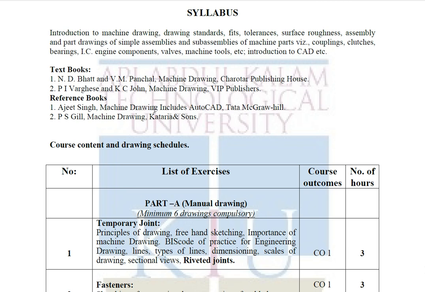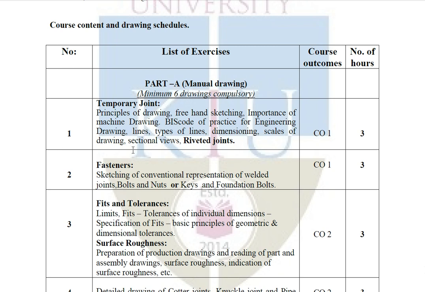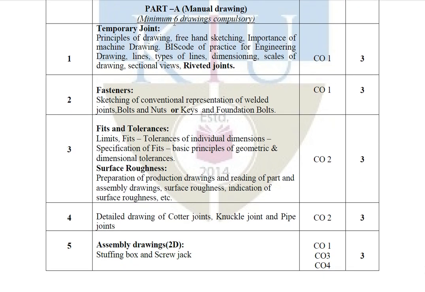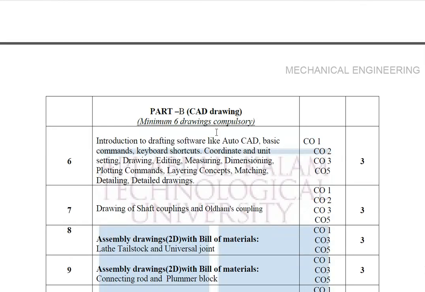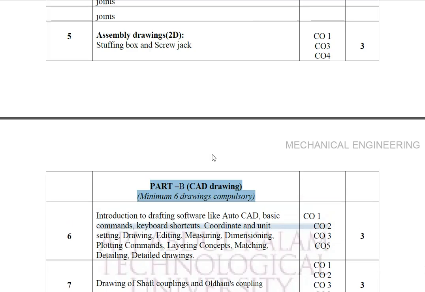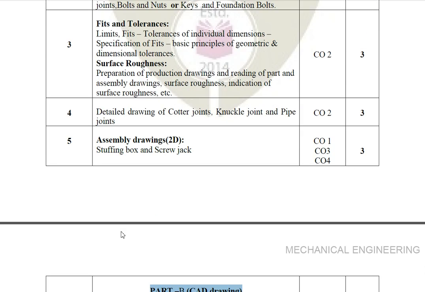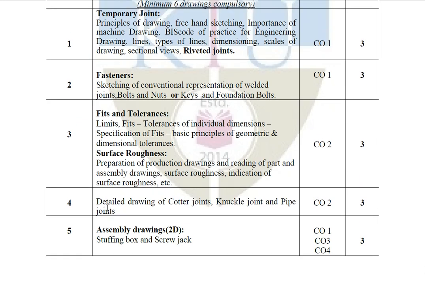Your syllabus is divided into two parts. The first part is all about manual drawing, and the second part deals with CAD drawing. In the first part there are five experiments. Similarly, in the second part you will come across five different experiments.